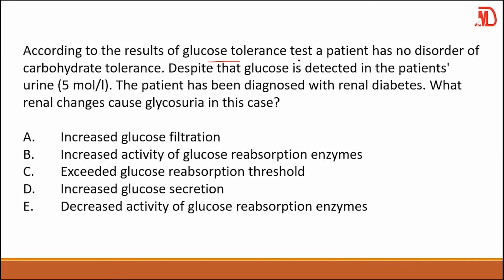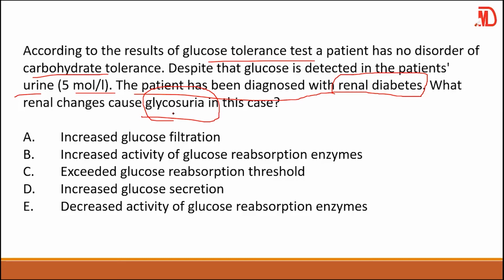According to the result of a glucose tolerance test, a patient has no disorder of carbohydrate tolerance. Despite that, glucose is detected in the patient's urine, 5 mmol/L, and the patient has been diagnosed with renal diabetes. What renal changes cause glucosuria in this case? So, we are having glucose in urine. What does it mean to have glucose in urine? It means glucose is not being reabsorbed, so it is found in the urine. But you're not supposed to see a lot of glucose in your urine.